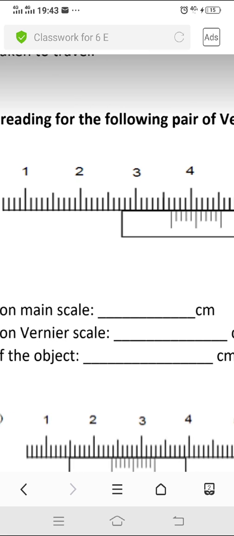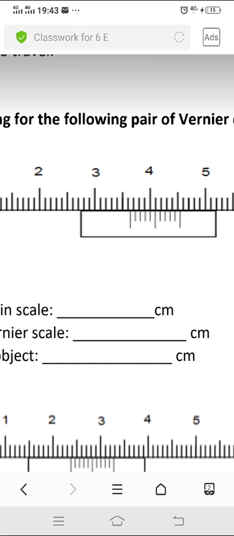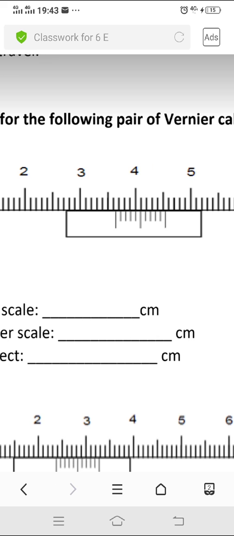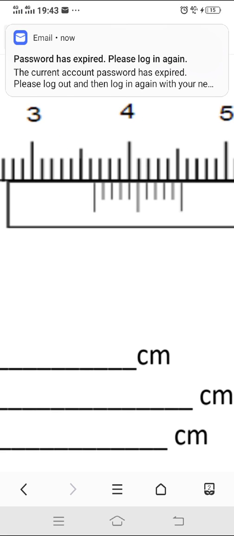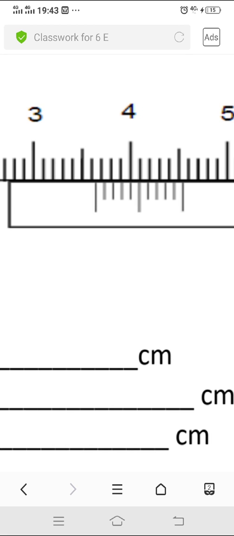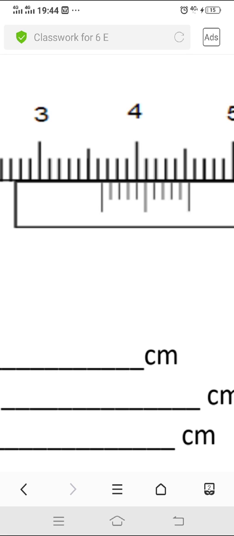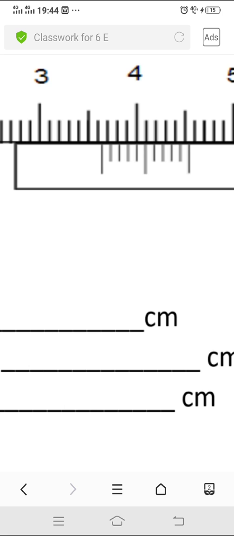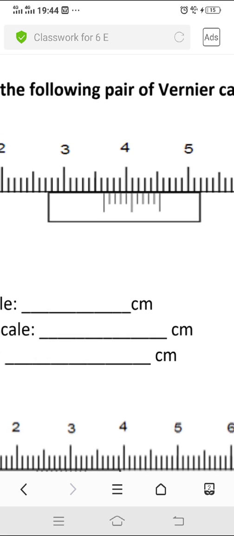Now look at the reading on vernier scale. So reading on vernier scale is basically given as 0.0n. So n is the value which coincides with the reading on the main scale. So which mark is coinciding? Look for that mark. So this is 0, 1, 2, 3, 4. So look at the 4th mark on the vernier scale. It is exactly coinciding with the line on the main scale, right? So this is basically 4.